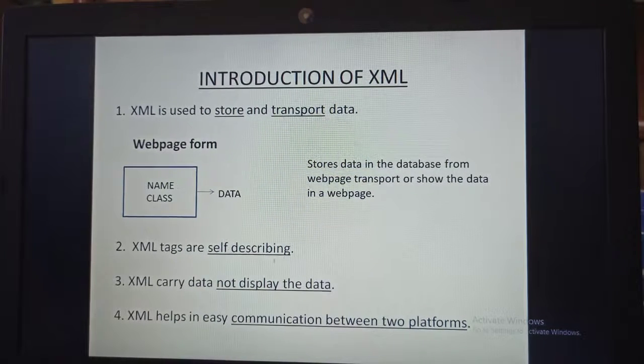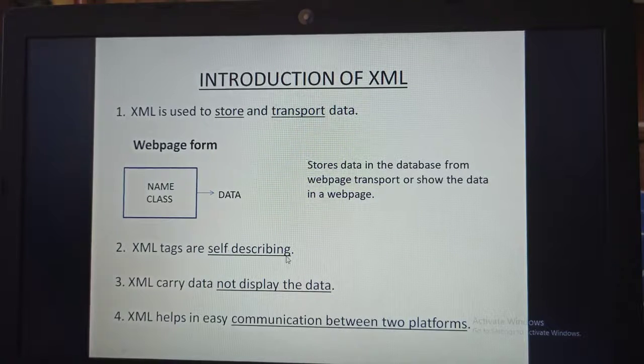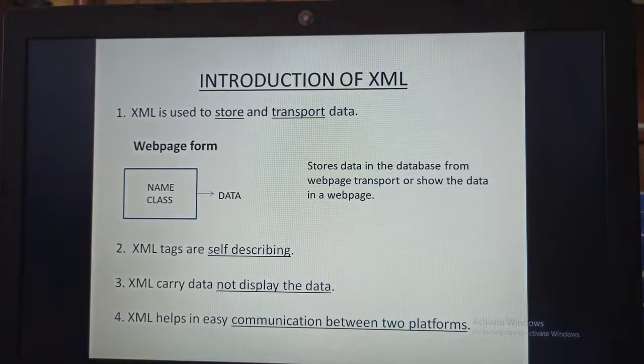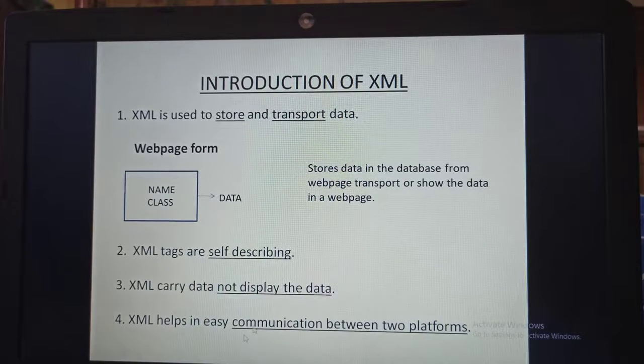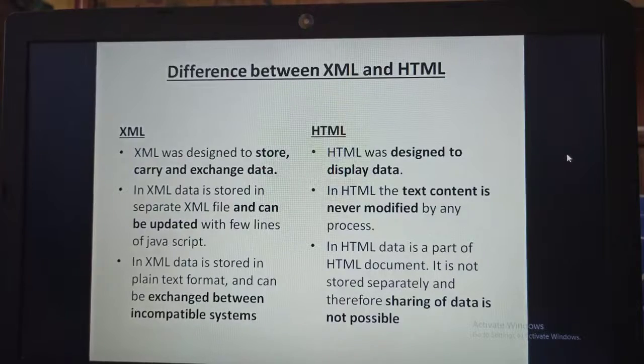XML tags are self-describing. By self-describing, we mean that we can make our own tag, we can describe our own tag in XML. We can make our own custom tag in XML. Third point, XML carries data, not display the data. So XML carries the data but it doesn't display the data. Fourth point, XML helps in easy communication between two platforms. If there are two platforms, with the help of XML, we can easily communicate between two different platforms.